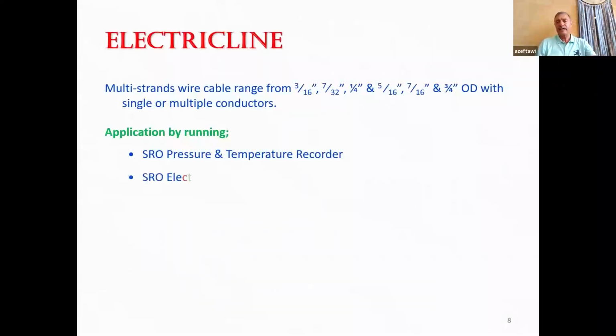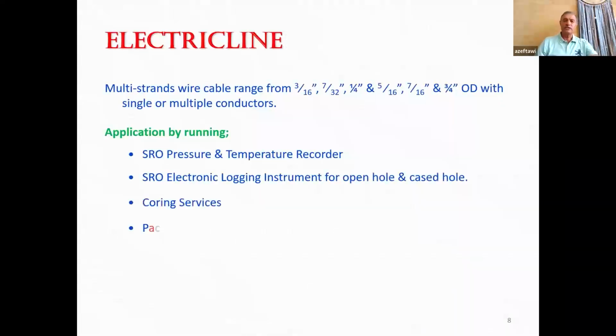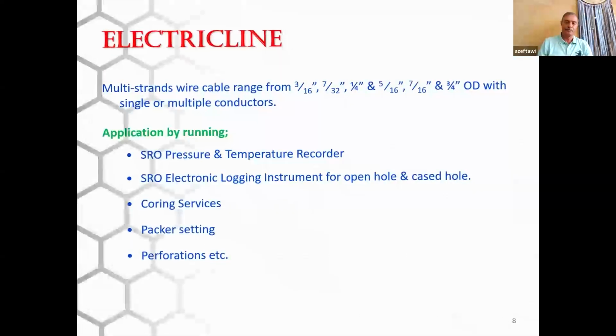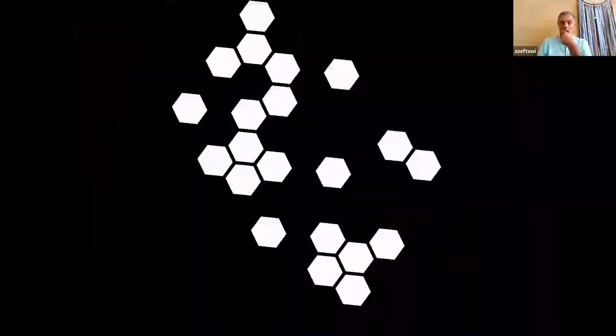The E line, or electric line, we use in what we call here SRO operation, which stands for service readout operation, because it has this cable in the middle, and you can transmit data immediately. We also use it in setting the packer, and in perforation. We can perforate through it because it transmits signal through this electric cable in the middle.